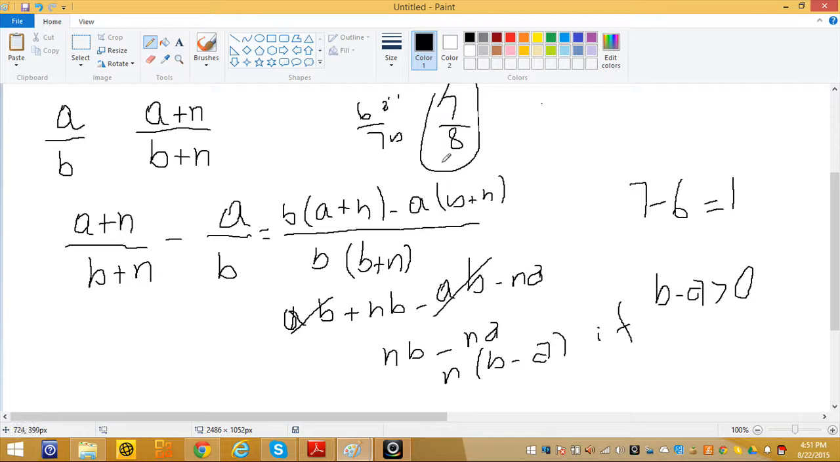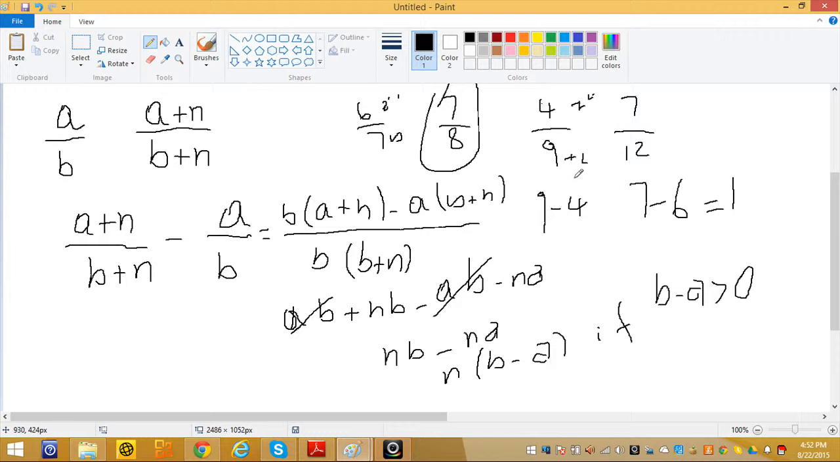I'm pretty sure the new fraction is greater. I can take whatever example. Let's say 4/9, and let's add 3. If I add 3 here, I get 7. If I add 3 here, I get 12. Since b minus a, that means 9 minus 4, is positive, I'm pretty sure this new fraction is greater.